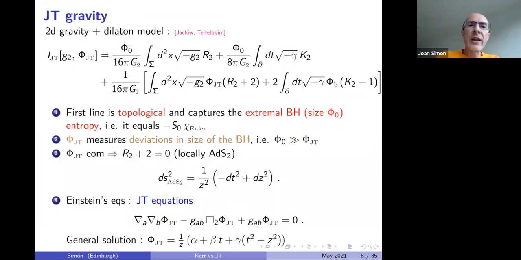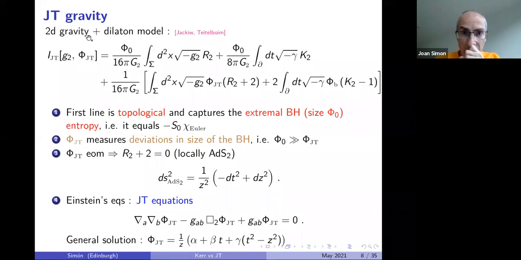Now, what is this JT gravity? Sorry, I realize that Jeff will probably have talked about this many times in your group, so perhaps I will go very fast. Just to set some notation, I guess. Here I'm reminding you of this 2D gravity model with some dilaton coupling.